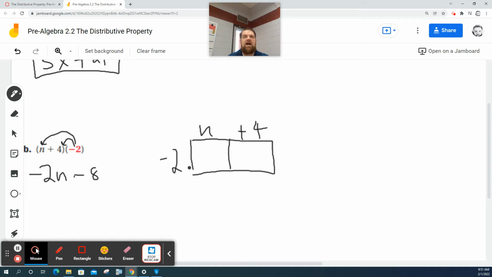And then you do the row by column. Now, the reason I'm showing you this is because at some point in time, we're going to multiply binomials by binomials and trinomials by binomials. And you're like, Mr. Adams, what are you talking about?